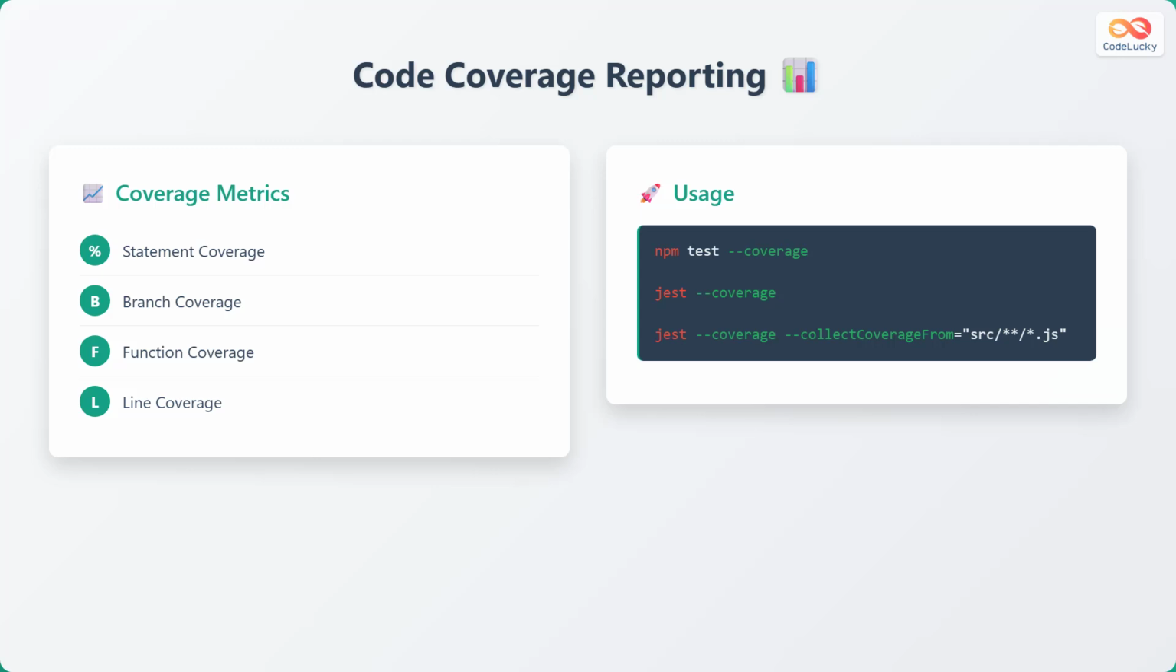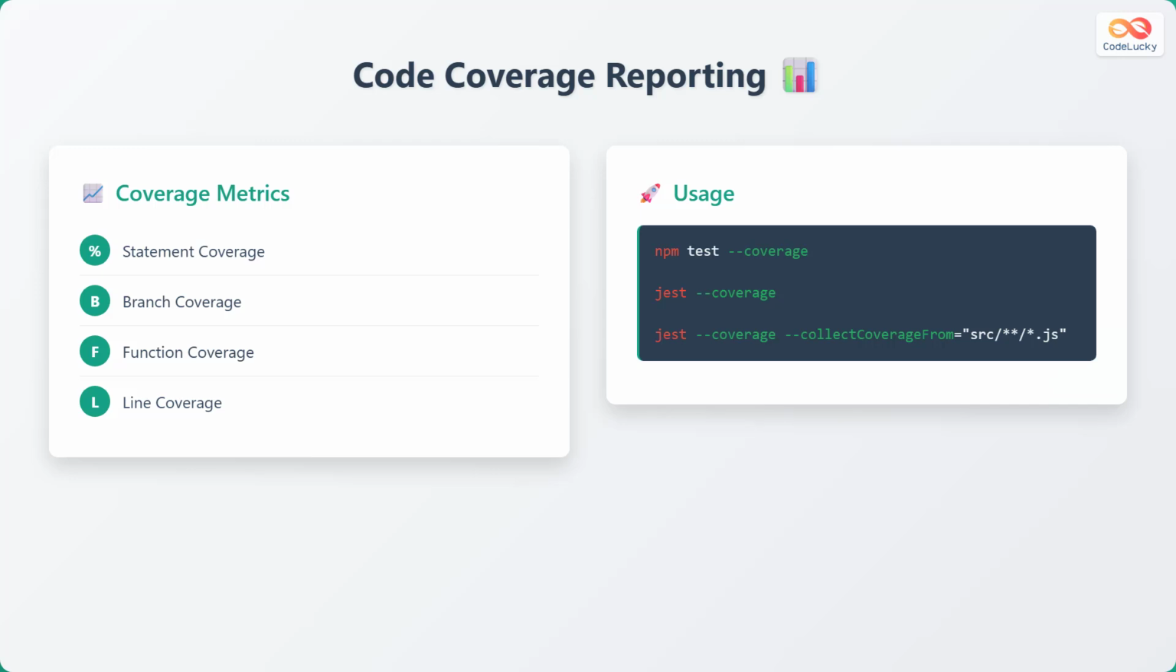Code coverage reporting in Jest helps you understand how much of your code is being tested. Jest measures 4 key metrics. Statement coverage shows the percentage of executed statements. Branch coverage tracks how many code branches were taken during testing. Function coverage indicates which functions were called, and line coverage measures how many lines of code were executed.